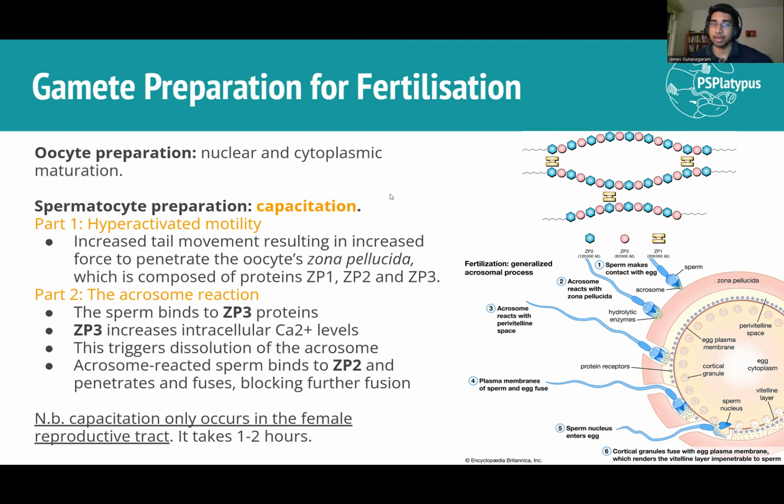And the two parts that we care about are, one, hyperactive motility. So basically, the tail of the sperm, which has already been activated for some time now, goes into an even higher level of activation. Previously it was just wiggling, just trying to move the sperm. Now it's going to really try and apply some force. It's now trying to actively penetrate the outside layer of the egg.